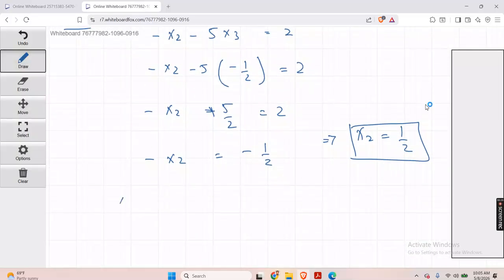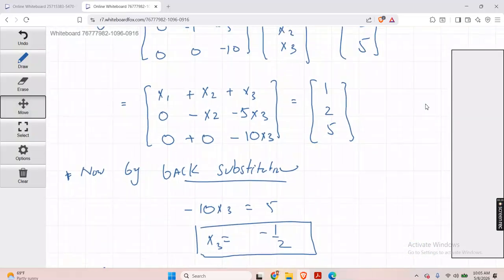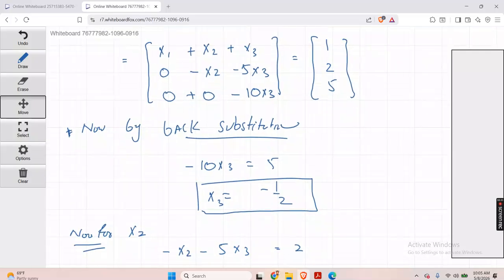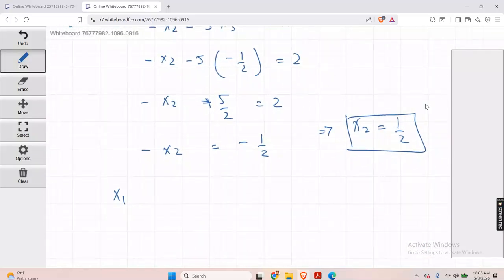Then for x1, this is x1 here, which is 1. x1 plus x2 plus x3 is 1, so x1 plus 1 over 2 minus 1 over 2 is equal to 1. So you will get x1 is equal to 1.